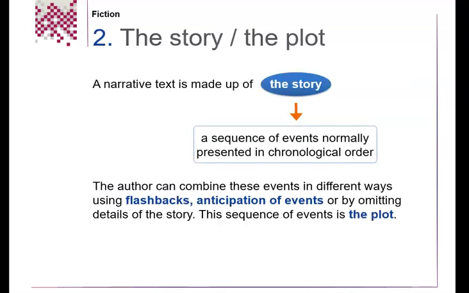There's a difference between the story and the plot. A narrative text is made up of the story. The story is the sequence of events normally presented in chronological order. But the author can combine these events in different ways using flashbacks, anticipation of events, or by omitting details of the story. So this sequence of events is the plot. So a story can start from the end and go back in time.